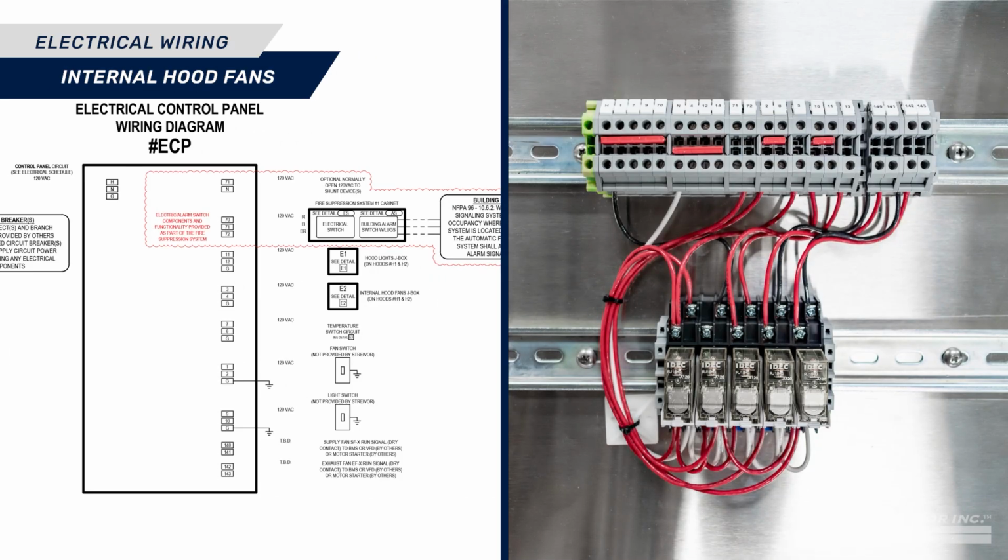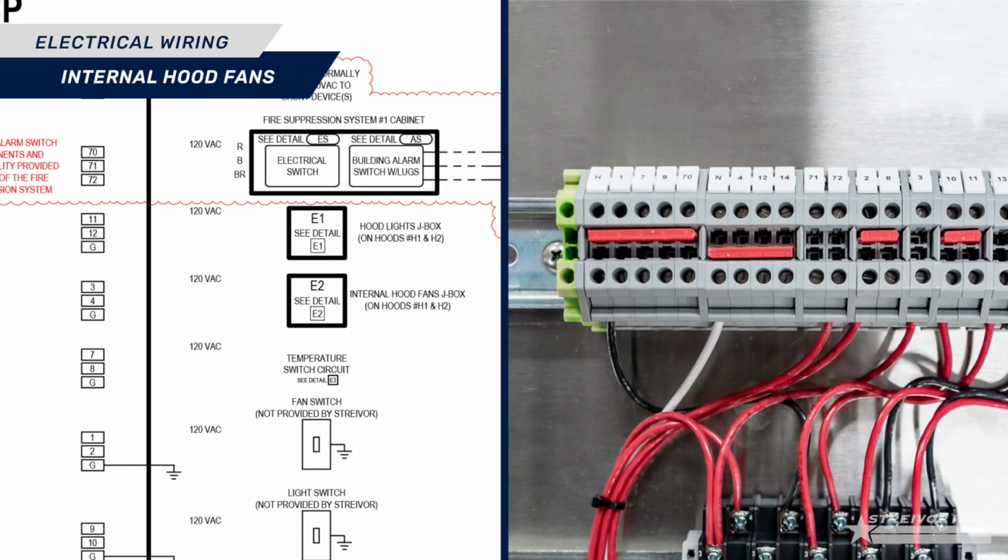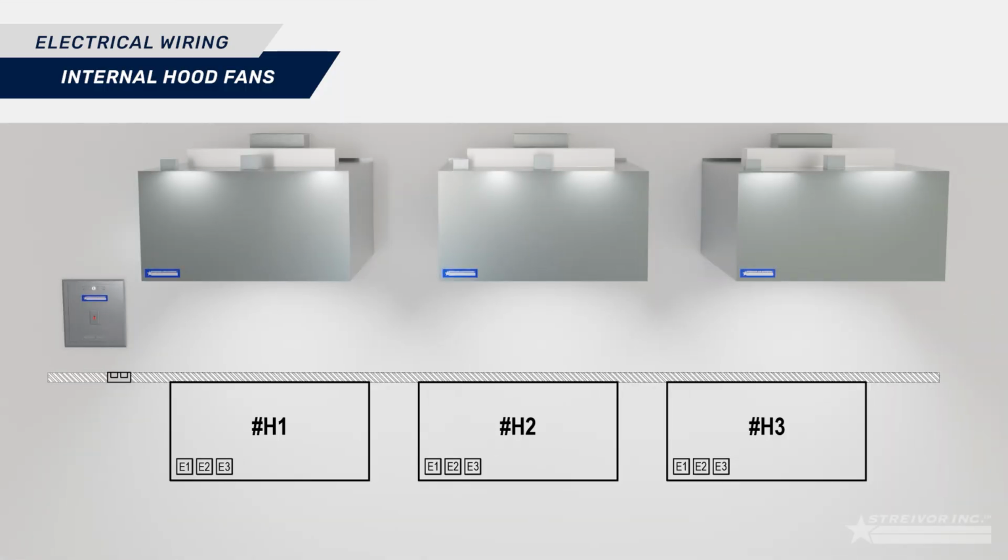To supply power to your internal hood fan, IHF, if applicable, wire terminal block 3, hot, terminal block 4, neutral, and ground in the control panel, to the wires in the junction box labeled E2 on the hood. If the ECP is controlling the IHF on multiple hoods, locate the E2 junction boxes for each additional hood and daisy chain them together.